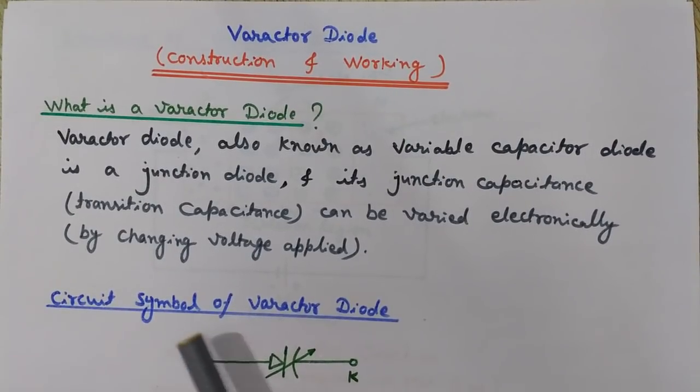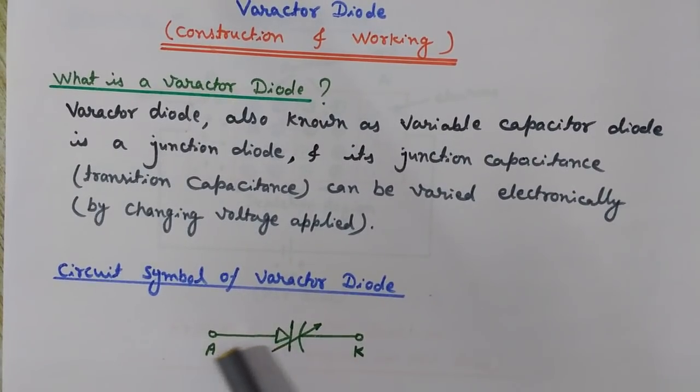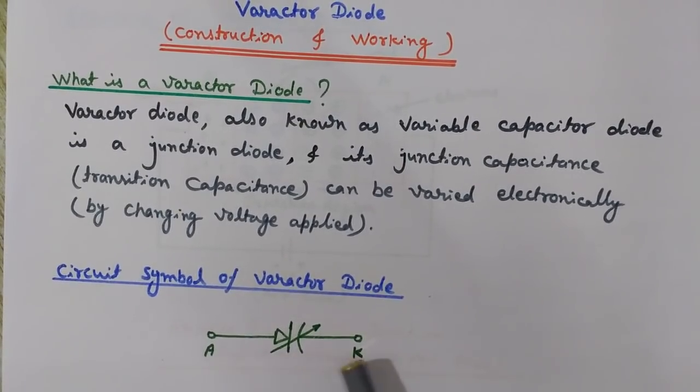Now let's see the circuit symbol of Varactor diode. As you can see here, this arrow sign represents a diode, and these are two plates of the capacitor, a variable capacitor. So this is the anode and cathode, the positive and negative terminal of the diode, and it's clear by this symbol also that it is a diode working as a variable capacitor. Now let's see the construction and working of the Varactor diode.